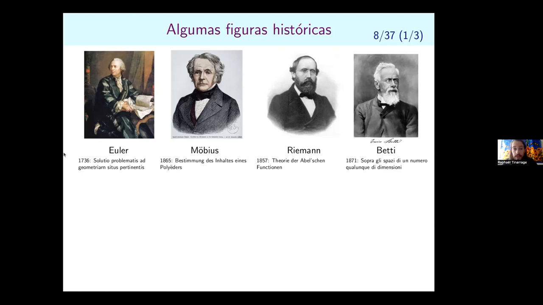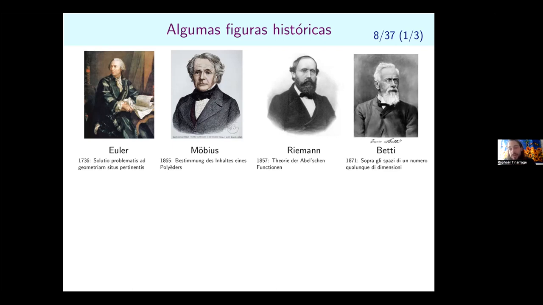A century later, you had Möbius that started to study surfaces. So you can think about graphs as one-dimensional shapes and surfaces as two-dimensional shapes, right? And in order to study these surfaces, he introduced already some ideas of invariants. Then we had Riemann and Betti, kind of the same moment. They studied the same ideas of topological invariants. At this time, they talk about connected components, genus. Betti, he defined the Betti numbers, right?